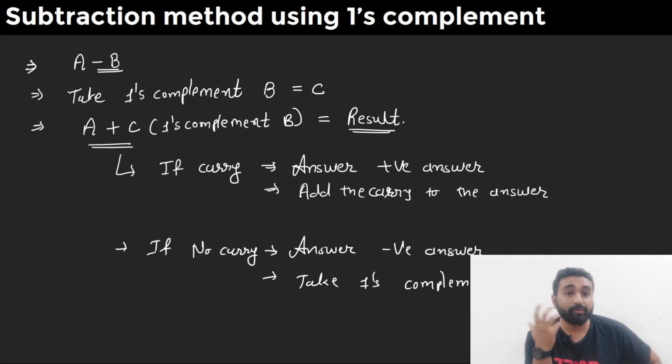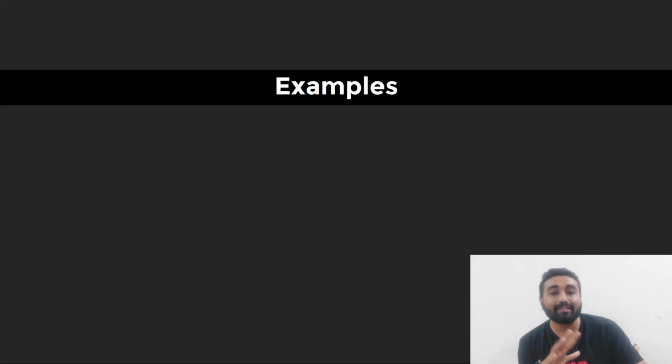First of all, if you are doing a minus b, then take b's 1's complement, that will be c. Then add both of them, a plus c. If after adding them you are having a carry, that means your answer is positive. Add that carry to the answer and that will be your final answer. If there is no carry, that means your answer is negative. In that case, you need to take 1's complement of your answer and that will be your final answer. Now we will see all these steps with examples, because this will give you a clear and cut idea of how it is happening.